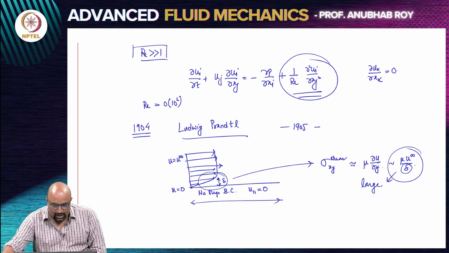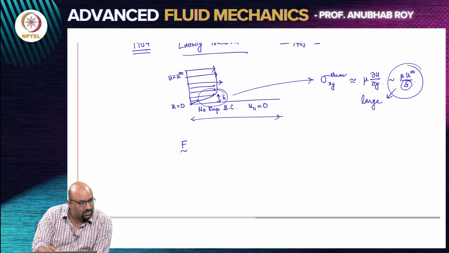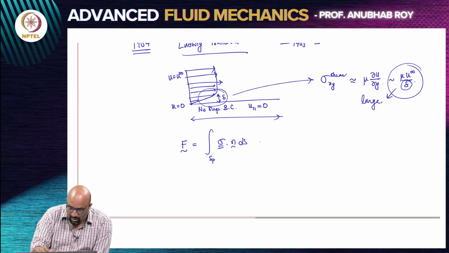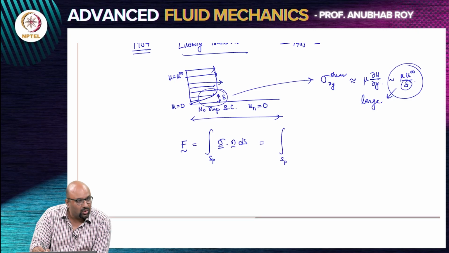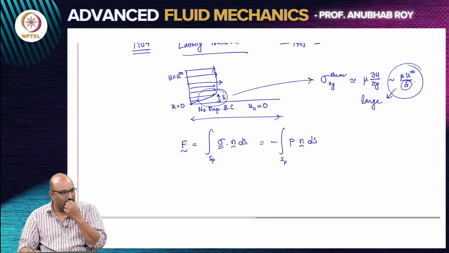Because in potential flow theory, what you are saying is that if you write down the force acting on the body, the force is F equal to sigma dot n ds. And what did we write sigma dot n ds as? We wrote sigma dot n ds as minus P n ds. This is what we did, right? If you remember the discussion on added mass or the drag calculation or the lift calculation, we always wrote sigma as just the pressure term.